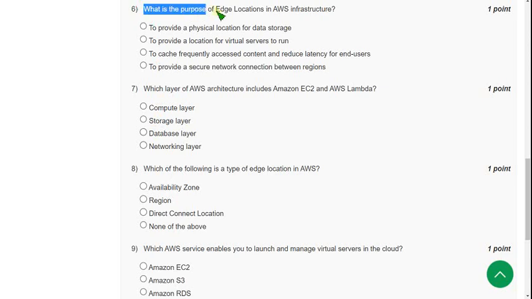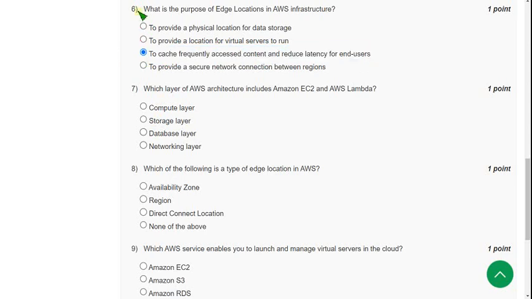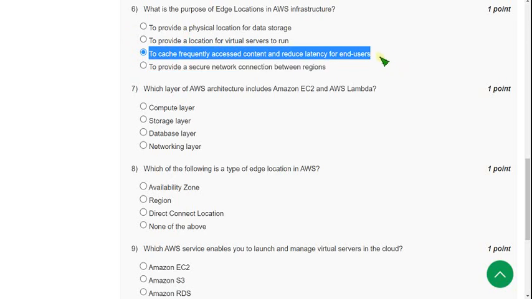What is the purpose of edge locations in AWS infrastructure? For the 6th question, I think the probable answer is the 3rd option: to cache frequently accessed content and reduce latency for end users. So I think the 3rd option is the correct answer for the 6th question, guys. It is not directly mentioned in the lecture, I think. You can please confirm this in the comment section, but I think most probably the 3rd one is the correct answer.